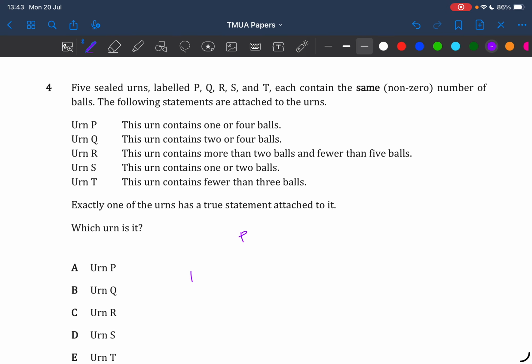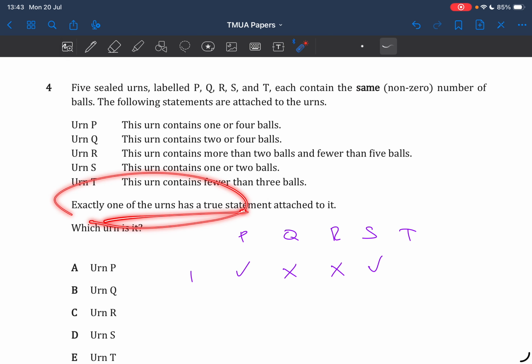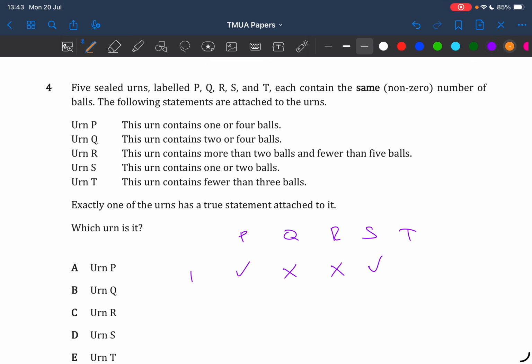If we look at P, Q, R, S, and T. If it's 1 ball, P contains 1 or 4, so P is being truthful. Q has 2 or 4, so Q is lying. R contains more than 2 and fewer than 5, so R is lying. S contains 1 or 2, so S is telling the truth. But only one of them is true. So that tells us we can't have one ball in there, not allowed.